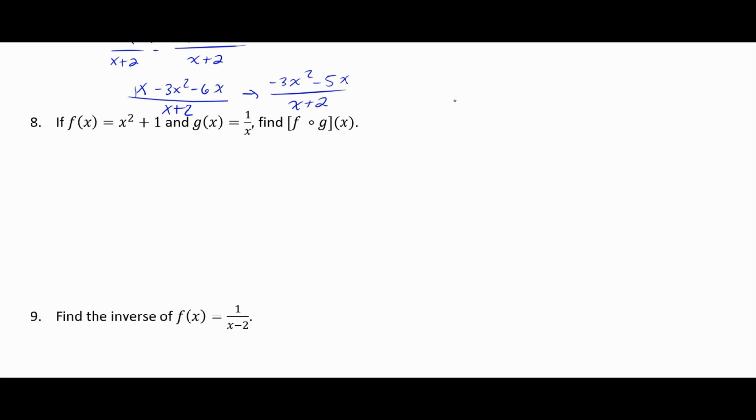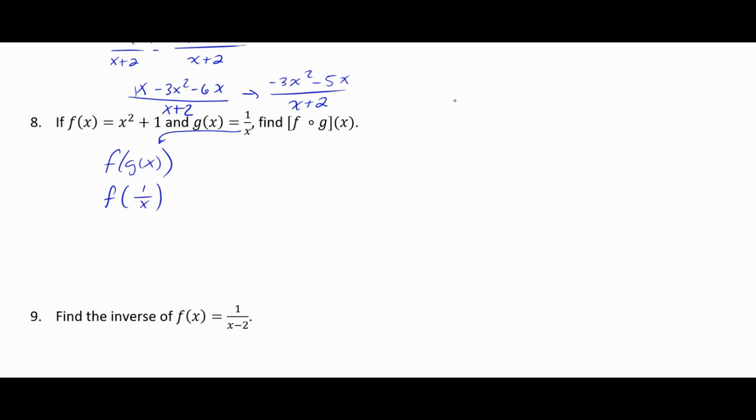Alright, here we are moving on to question 8. If f of x is x squared plus 1 and g of x is 1 over x, we want to find the combination of f o g of x. So f of x is x squared plus 1, and we just want to substitute into x. So remember, f o g of x means f of g of x. Well, g of x is 1 over x, so we can replace that now. So f of 1 over x.